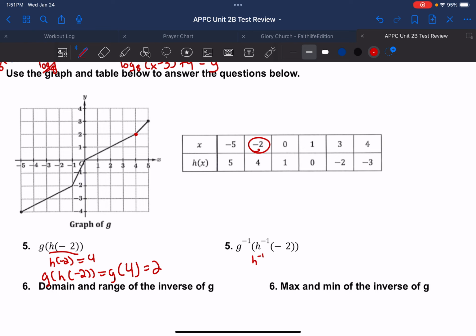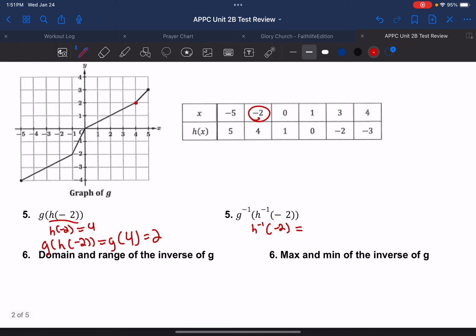h inverse evaluated at negative 2 first. And remember, your x and y values flip. So when I'm doing the inverse, I'm really looking at the y value on h. So my output is negative 2 when the input is negative 3, so I've reversed the order. So the output there for the inverse is 3.